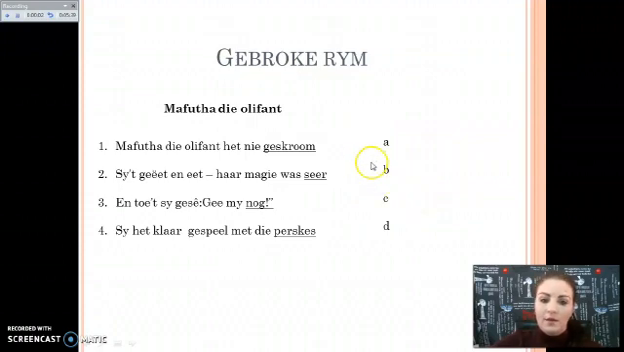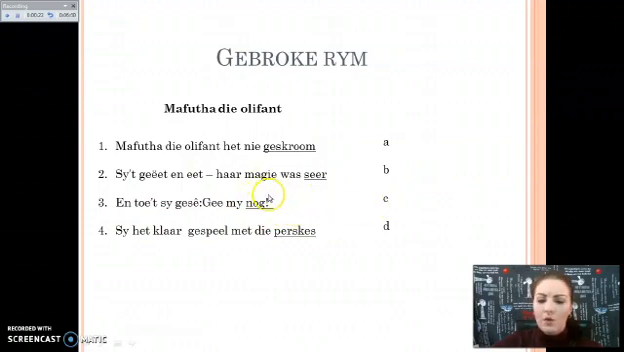Now, the last one, gebroken rein. Same poem, let's have a look. Line 1 ended with geskroom. Gonna put an A. Line 2 ended with seer. Gonna put a B. Line 3 ended with nog.